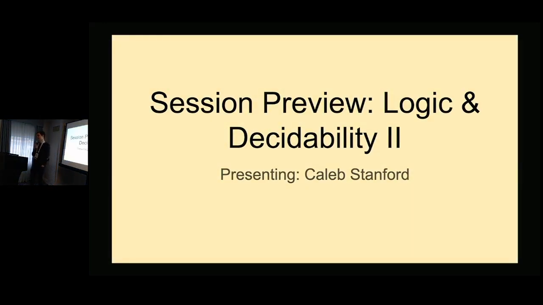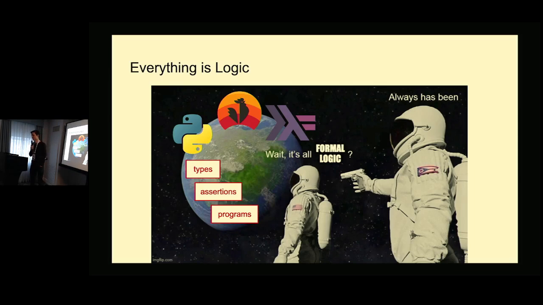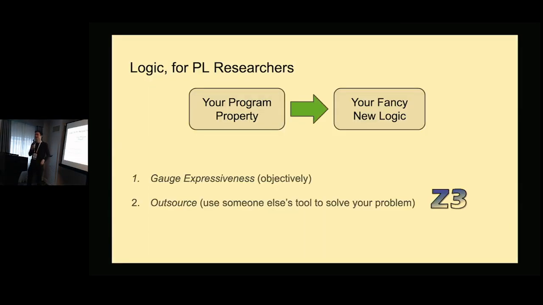Thanks, everyone, for attending this session preview for Logic and Decidability 2, which will be tomorrow. So it turns out that everything in PL is really just logic. Whether you care about types, assertions, or programs, all of those can just be encoded using formal logic. And for PL researchers specifically, whatever your favorite program property is that you're interested in studying, it might be useful to take that property and encode it using some fancy new logic.